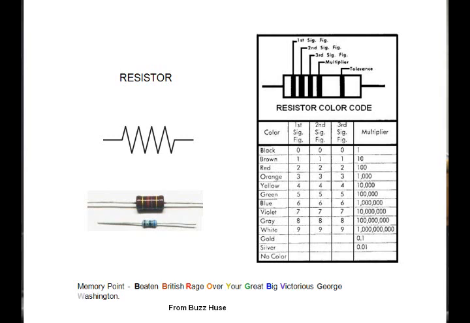There are bands on this resistor. The first band is the first significant digit. The second band is the second significant digit. The third band is a multiplier. And the fourth band is a tolerance. So let me explain that to you.